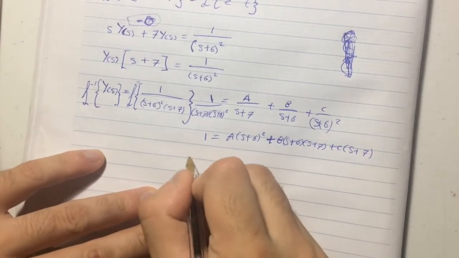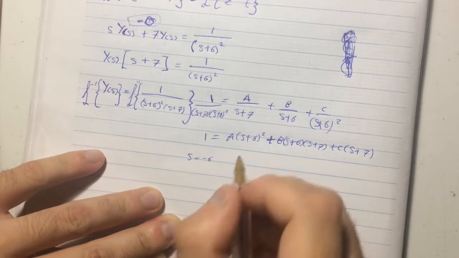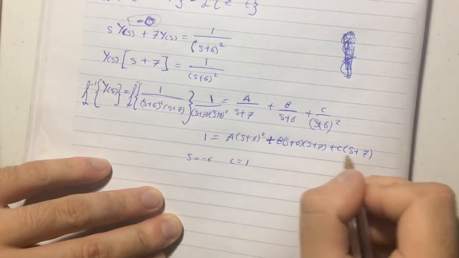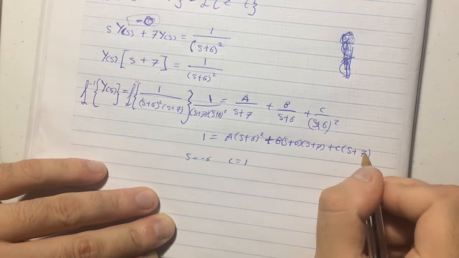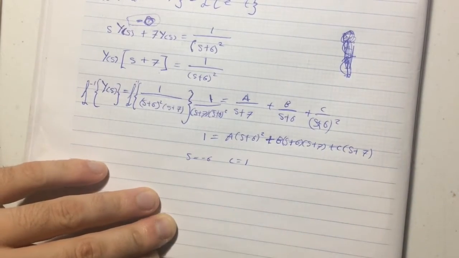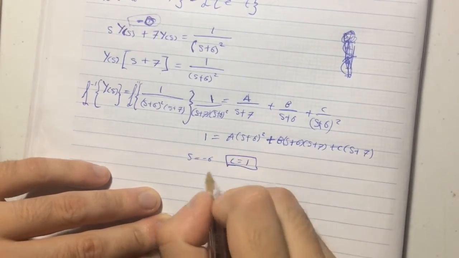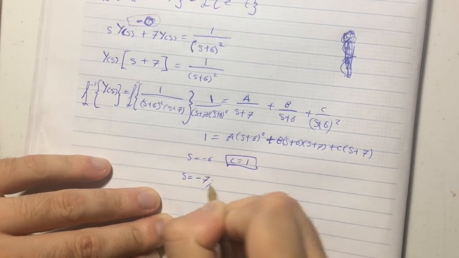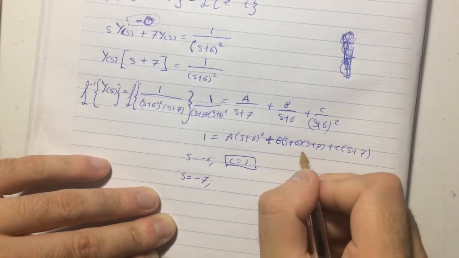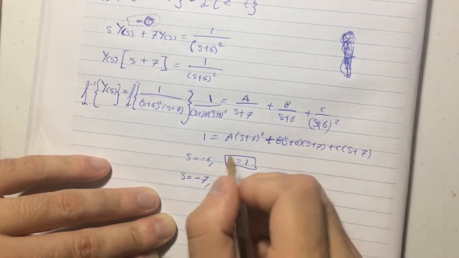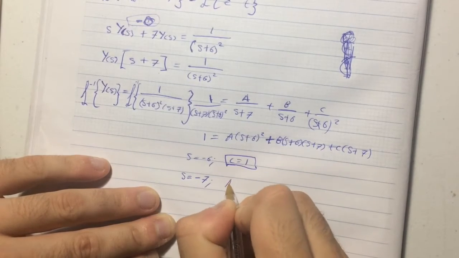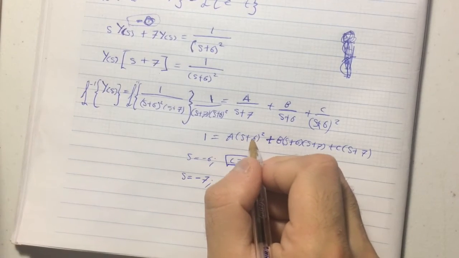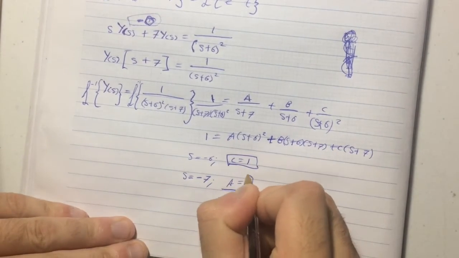Now I'm going to let s equal minus 6. So that means C is equal to 1, because minus 6 plus 7, well, that's 1, and then 1 equals C times 1, so C equals 1. And then we'll let s equal minus 7, and then we know that that's going to cancel, and then B is going to cancel, so we have A is also equal to 1 because it's squared, because minus 7 plus 6, well, that's minus 1, but squared, that's 1, so A is also equal to 1.